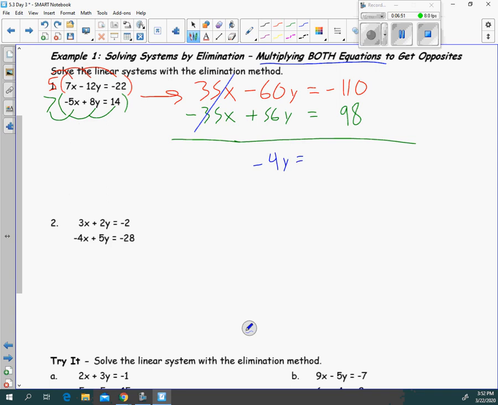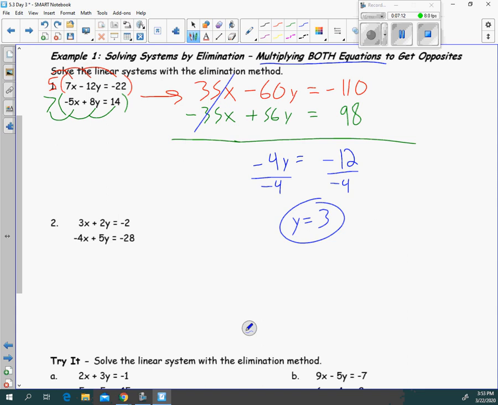Okay? 98 and then 110. What is that going to give me? Negative 12, I believe. And so last up, when we finish this up, it's going to get negative 4. All right? So y is 3. Okay? That makes sense?